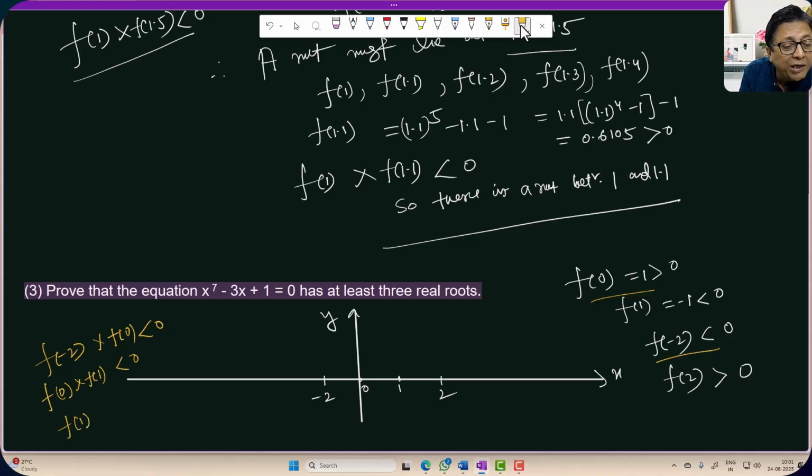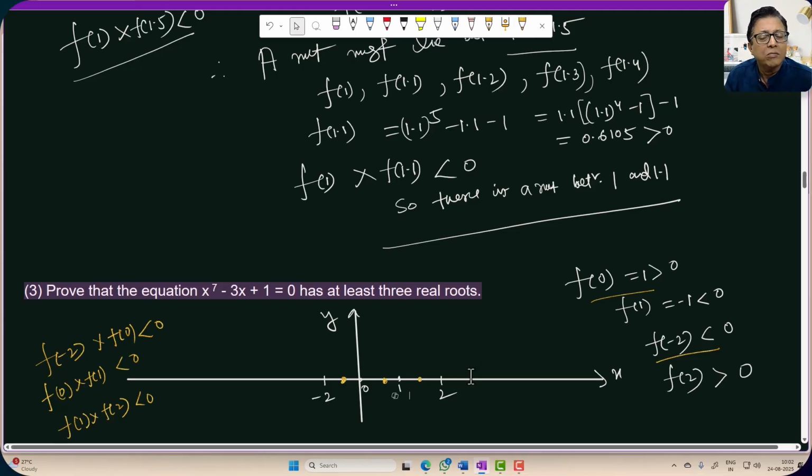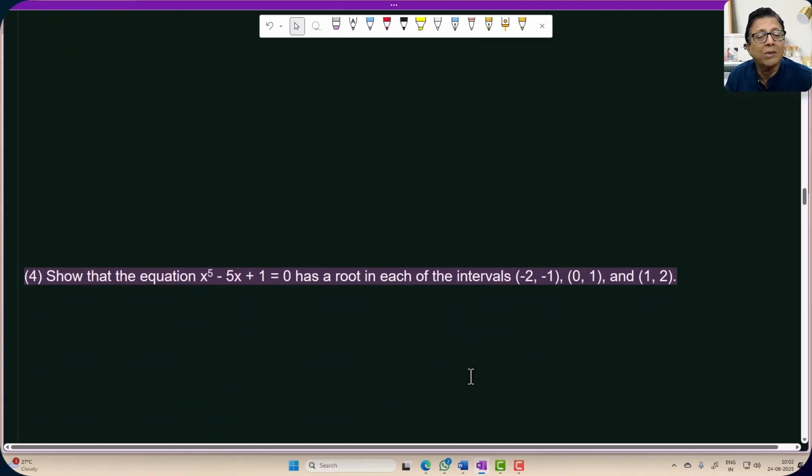And f1 into f2, that is also negative. Can't you see that there is a root between minus 2, 0, 0, 1, 1, 2? Other roots we will not find now. You have to wait for Rolle's theorem, where we can find roots also. Here we can state by the intermediate value theorem that there are at least 3 real roots of this equation, maybe all 7, but we will not find it now. Let us go for the next one.